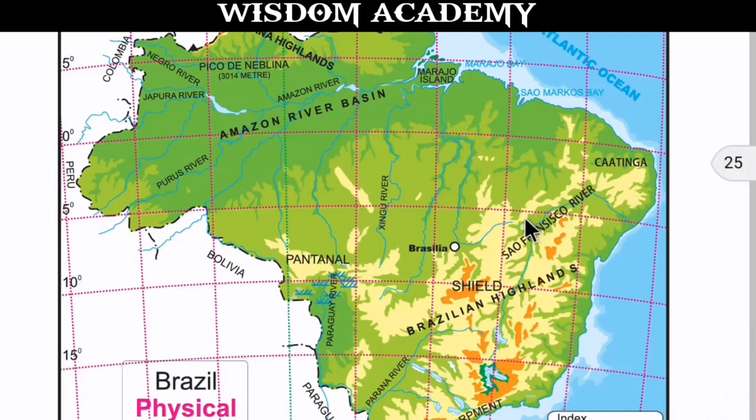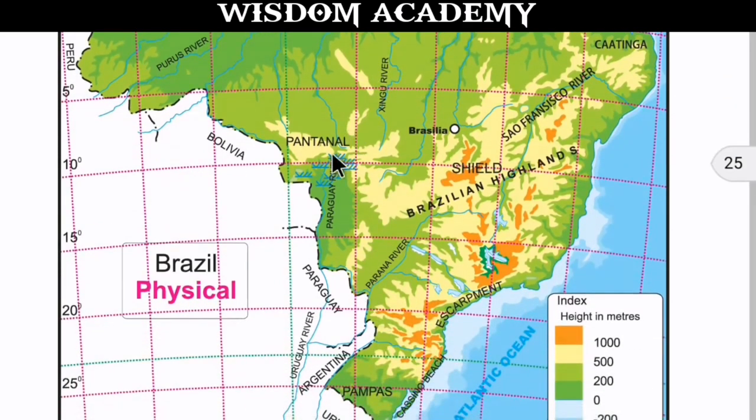The plains in Brazil are confined to two large areas, namely the Amazon Basin. This is the Amazon Basin. Amazon Basin means where the Amazon River flows, where the Amazon River travels. This is the Amazon Basin, in the north, and the Paraguay-Parana source region in the southwest. So here we are having the Parana River and the Paraguay River.